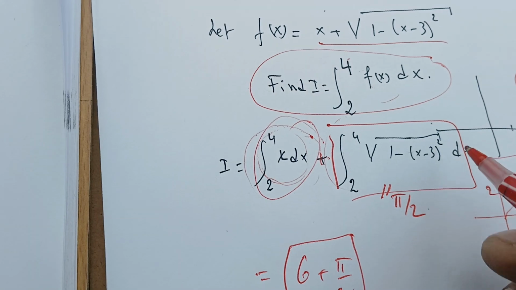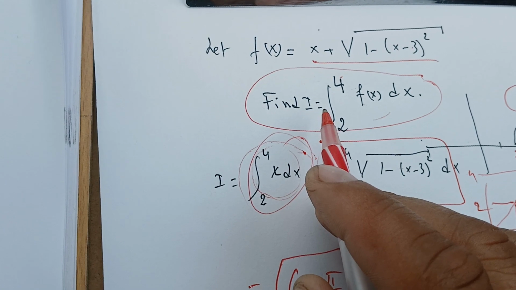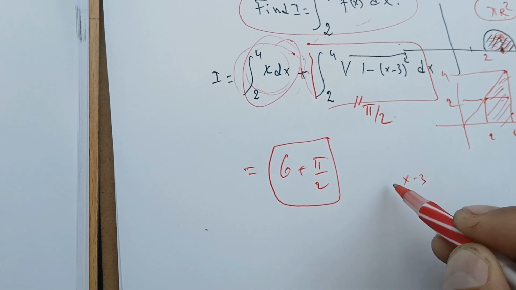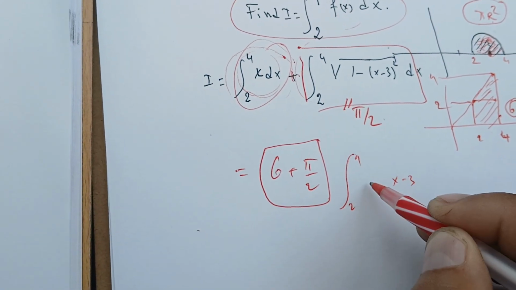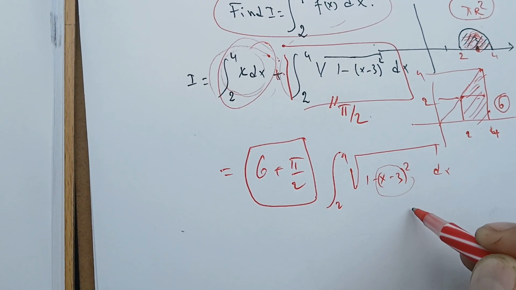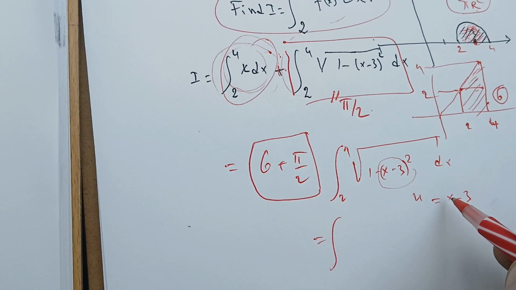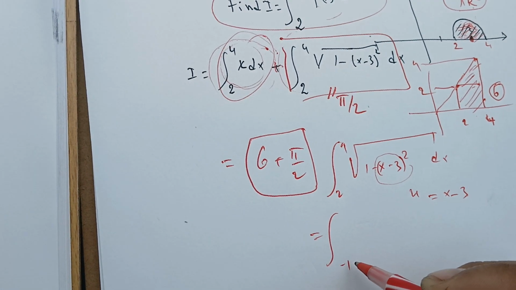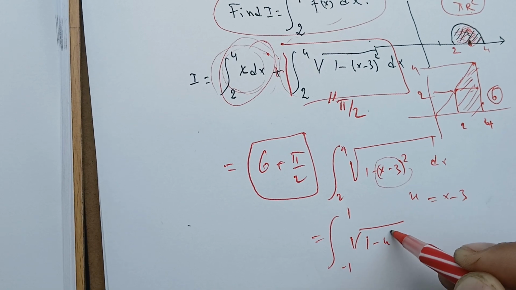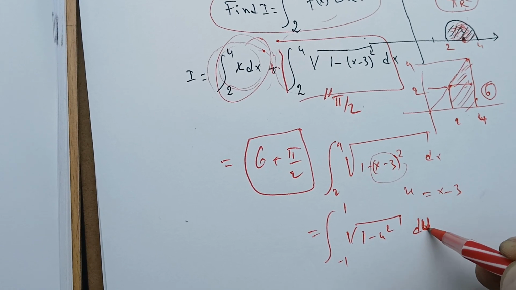If we want to do calculus, we have to do a change of variable. Like this one here, we have to do x minus 3. When I compute the integral between 2 and 4 of the square root of 1 minus (x minus 3) squared dx, first we need to change this to some u. So u is x minus 3. When x is 2, u is minus 1. When x is 4, u is 1. And we have the square root of 1 minus u squared du, since dx is just du.